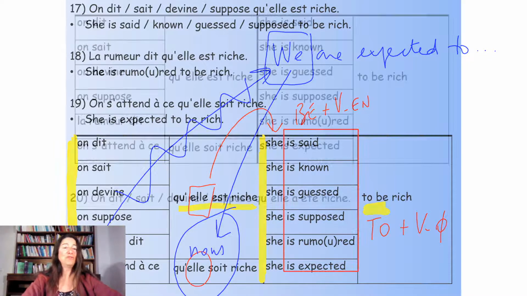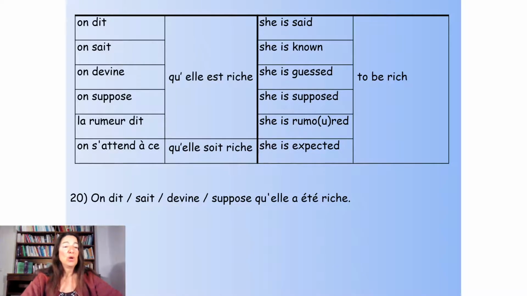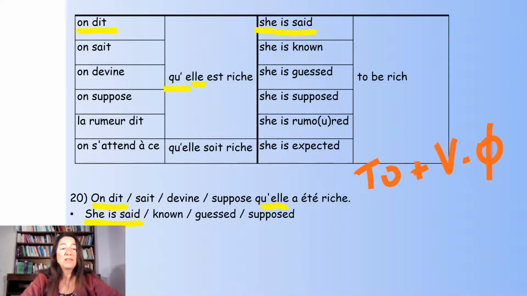Okay, let's go on to the next one. On dit, on sait, on devine, on suppose qu'elle a été riche. So the beginning is the same as the previous sentence, so the translation is going to be the same as well. She is said, she's known, she's guessed, she's supposed. And then instead of qu'elle est riche, we have qu'elle a été riche.